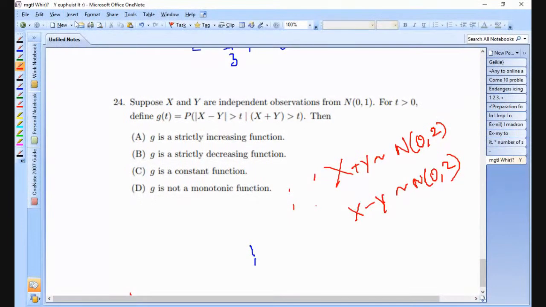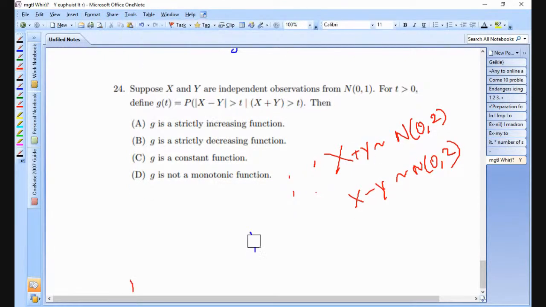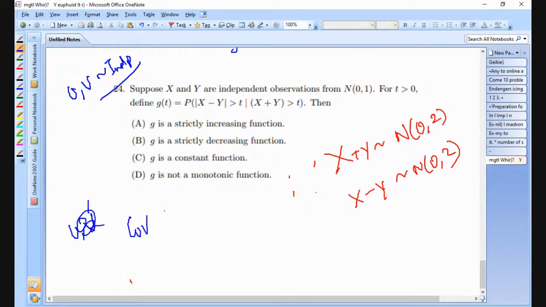Let's calculate. There is an idea I will tell you. In the normal case, two normal random variables U and V are independent if and only if they are uncorrelated. We can also show it by this result: if two normal random variables have covariance 0, then they are independent.